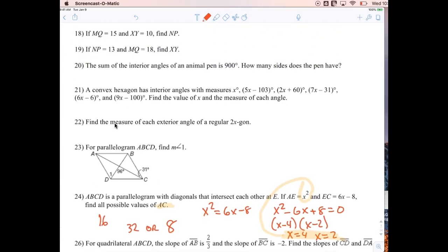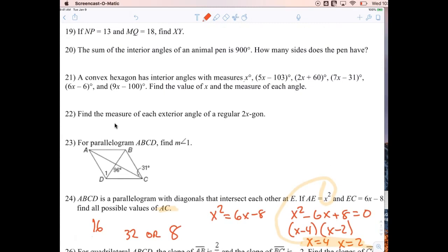21. Let's look at that. So there are how many? 1, 2, 3, 4, 5, 6, right? So the interior angles would add up to 720, right? So 1, 5, 2, 7, 6, 9. You're adding those up. And you're setting it equal to what? 720. What is that? 30? Anybody else get 30x? And then, what was it? How much?